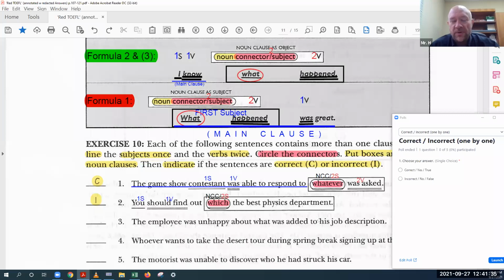Where's the main clause, by the way? The main clause. Which the best physics department? This is the main clause? No, not that. You should find is the main clause. And how do we fix it? We need to add the verb. You see that? I just added the verb. There's the verb. You see the verb? Yes. Okay. All right.